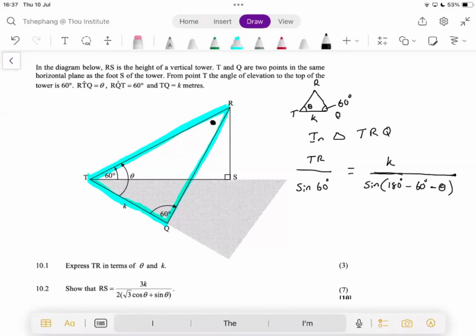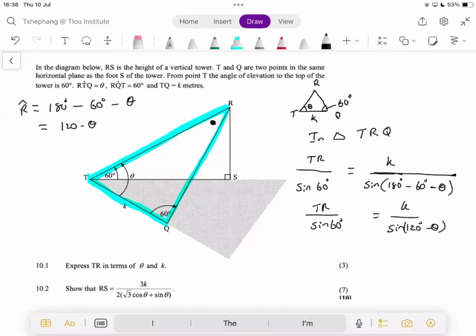All I did is I tried to find this angle using interior angles of a triangle. Remember, R is equal to 180 degrees minus 60 minus theta, which simplifies to 120 minus theta. That's where it comes from. Hope everyone can see it now. Then this is TR over sine 60 is equal to K over sine 120 minus theta. Hope everyone is with me there.